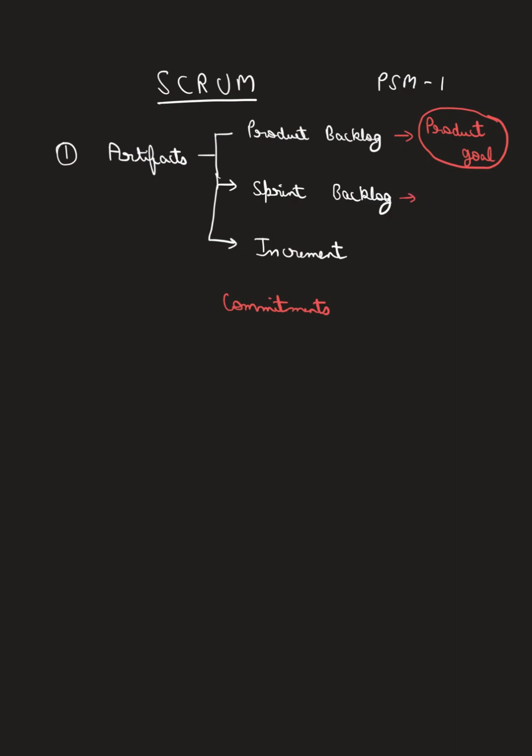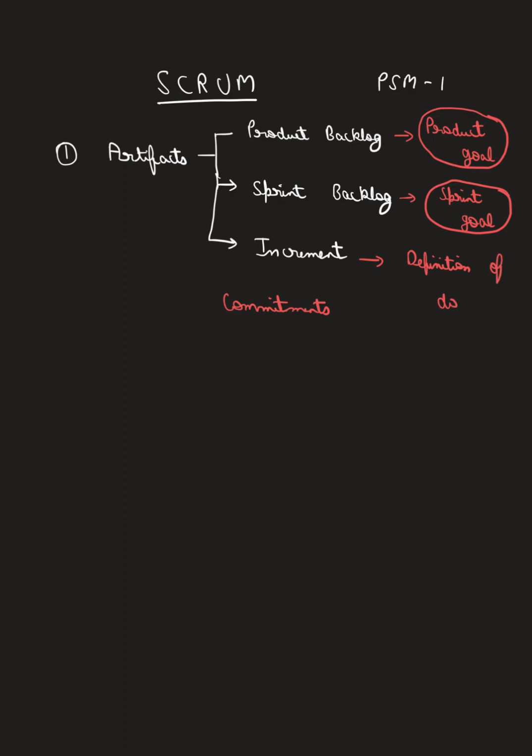Sprint backlog has the commitment of the sprint goal. So each sprint has a sprint goal. In sprint planning, you decide what your sprint goal is and your team is aligned with it. Then the increment has the commitment of the definition of done. Definition of done is quite important, friends.